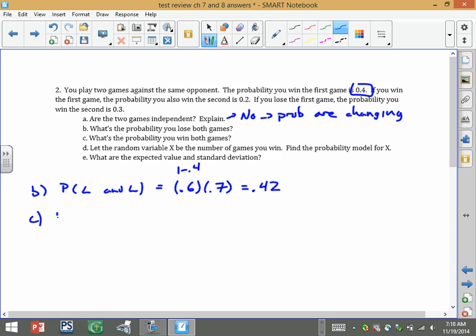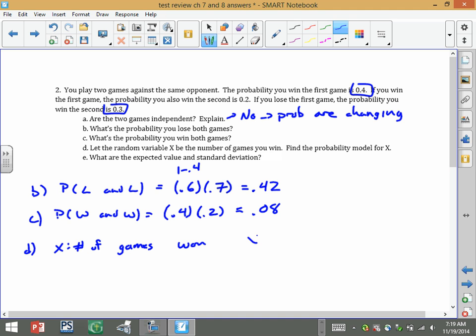What's the probability you win both games? So win and win. So the probability you win the first time is 0.4. And it says if you win the first game, the probability you win the second is 0.2. We actually don't need this 0.3 right now because that's in the case that we lost and then we won. So here, 0.08. Part D, let x be the number of games you win.